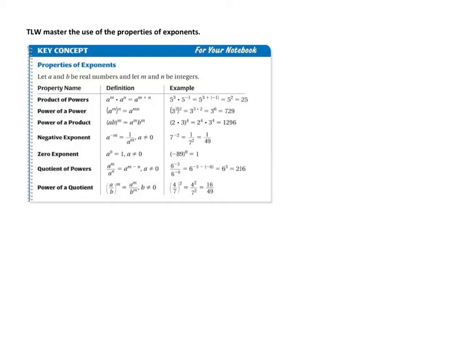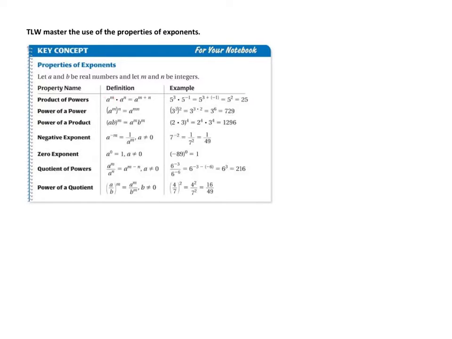Alright guys, today's goal, the learner will master the use of properties of exponents. Okay, so here's all the properties we got to look at. We have product of powers, power of a power, power of a product, negative exponent, zero exponent, quotient, and power of a quotient. So look at these examples, understand these, but we've learned these before in previous classes, okay?